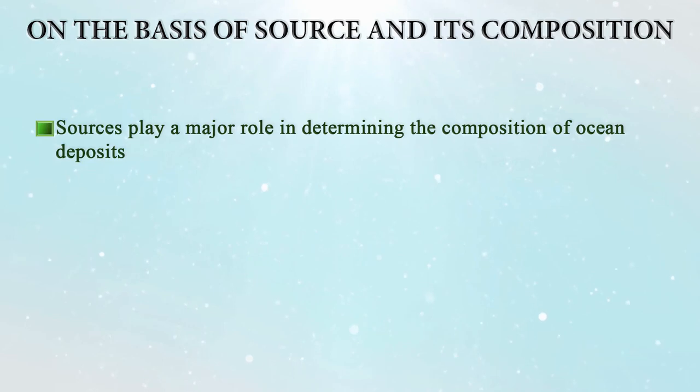Now let us study the ocean deposits on the basis of their source or composition. Sources play a major role in determining the composition of ocean deposits, and sources can be varied. So ocean deposits are also classified on the basis of source or composition. In this type of classification we will study the different sources from where the deposits come, and what their composition is. We will focus more on the composition. So this is more of a detail.